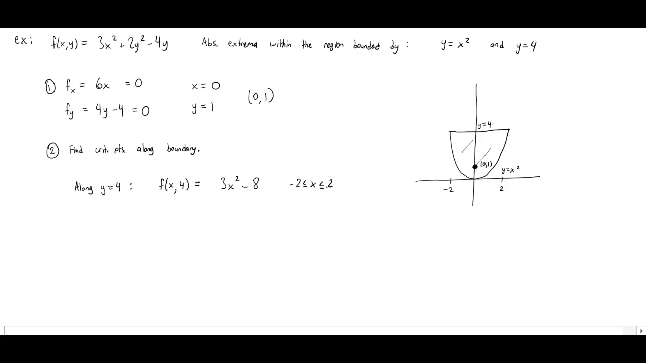Now I'm going to do similar to what I did before. I have a new function, and I need to compute its derivative to find any possible critical points. So g prime of x is 6x. If I set it equal to 0, I get x equals 0. All right. So that's the only critical point of g that I found.